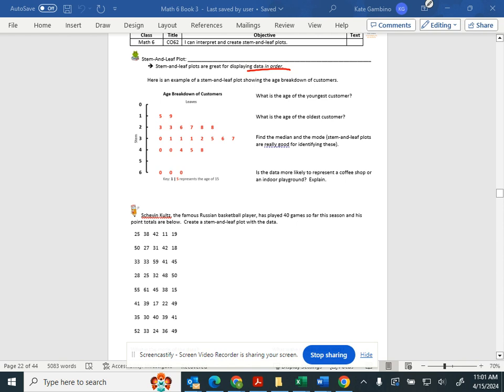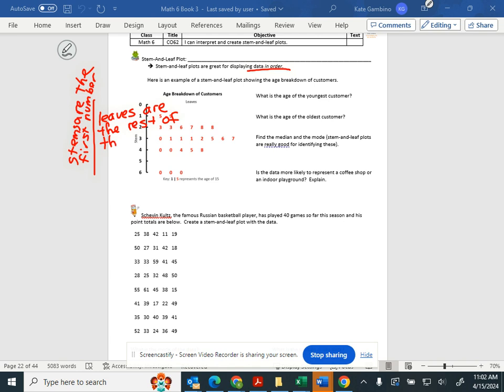What do we need to remember about our stem versus our leaves? What are the stems? Melanie? Yes. So on my help sheet, I would put a line like this, and I would say stems are the first number, and I would say the leaves are the rest of the numbers.